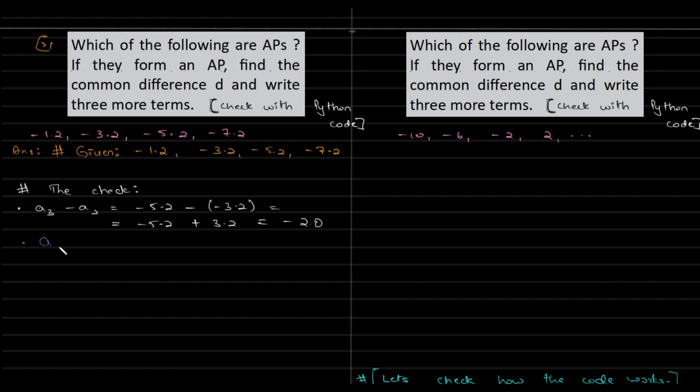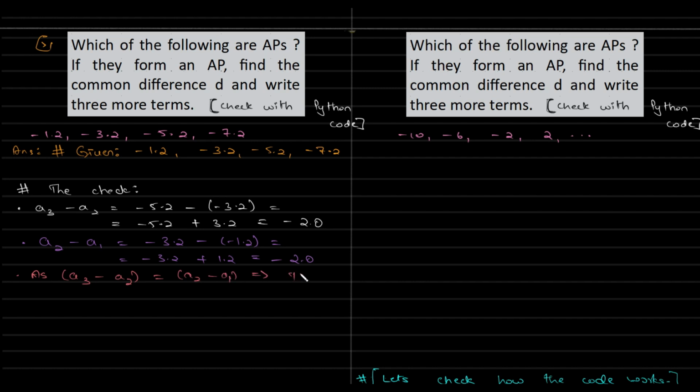Next is A2 minus A1. So we have minus 3.2 minus of minus 1.2. So this 2, I'll show the math, plus 1.2. So the difference is negative, and we have minus 2.0. And thus we can conclude that A3 minus A2 is the same as A2 minus A1.